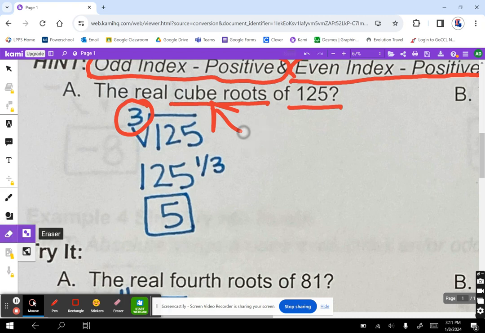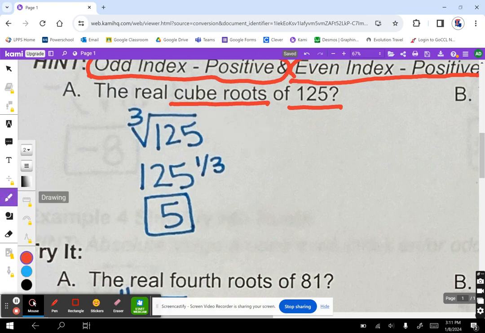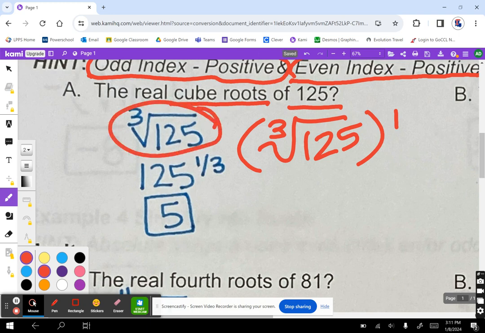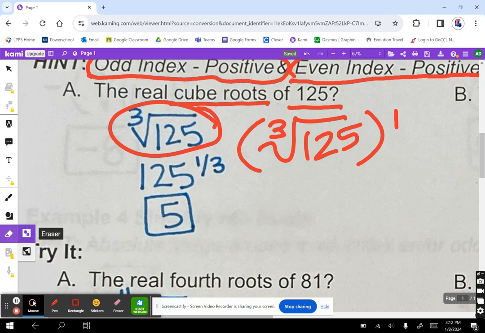Okay. So as you can see there, we wrote the cube root of 125. You may or may not see this written also as the cube root of 125 and then a parentheses with an understood 1. But 9 times out of 10, you're going to see it written like this. You're not going to see a 1 out there. Okay. Now, how would I write that as an exponent?